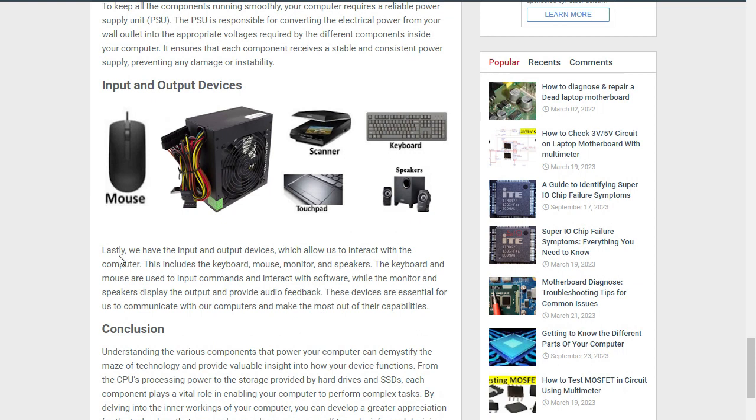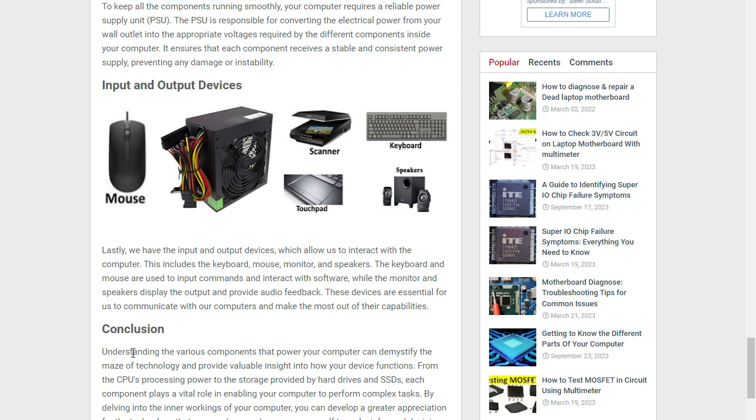Lastly, we have the input and output devices, which allow us to interact with the computer. This includes the keyboard, mouse, monitor, and speakers. The keyboard and mouse are used to input commands and interact with software, while the monitor and speakers display the output and provide audio feedback. These devices are essential for us to communicate with our computers and make the most out of their capabilities.